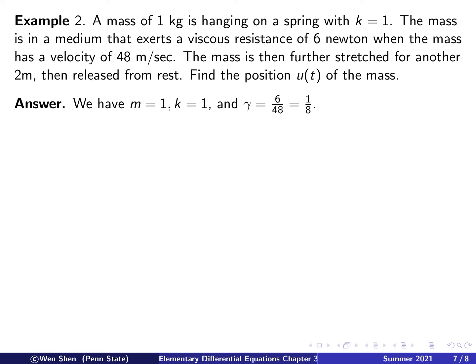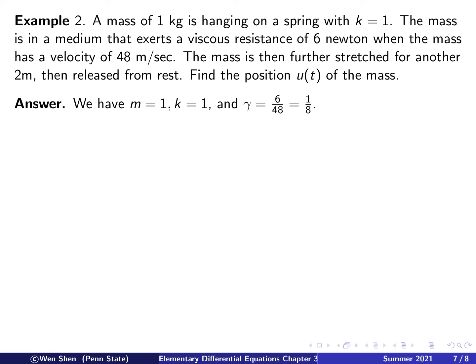Okay, now let's take an example. So it's a word problem. Let's read through it. A mass of 1 kilo is hanging on a spring with the spring constant k equals 1. And the mass is in a medium that exerts a viscous resistance of 6 newtons when the mass has a velocity of 48 meters per second. And the mass is then further stretched for another 2 meters and then released from rest. Find the position function u of t of the mass.